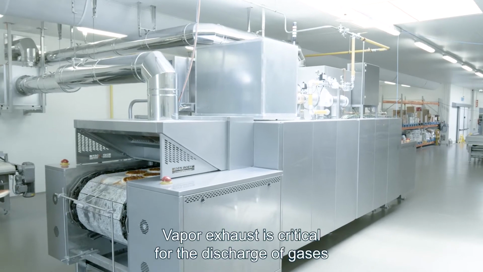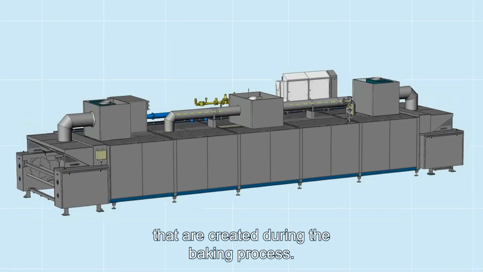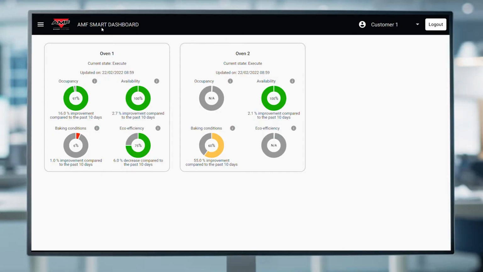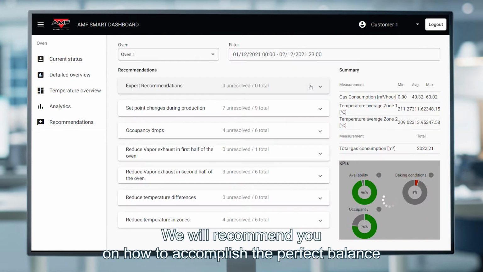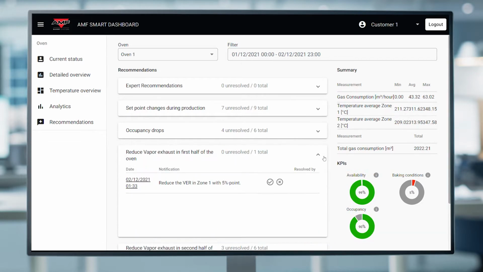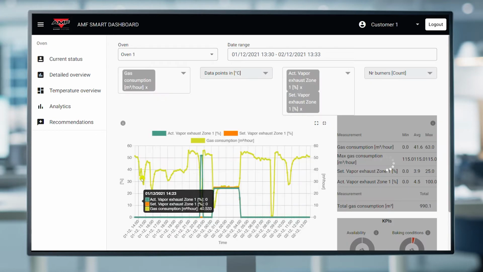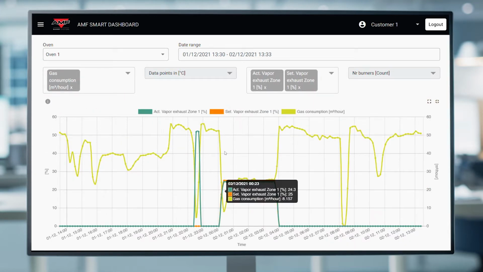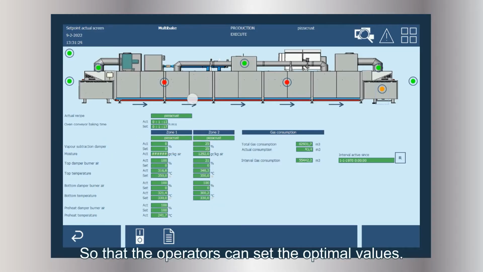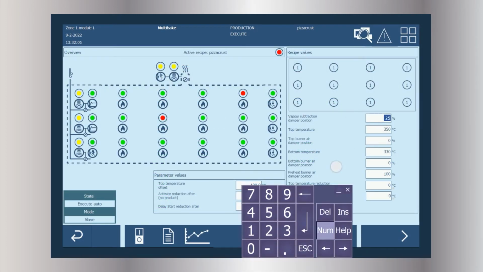Vapor exhaust is critical for the discharge of gases that are created during the baking process. However, a too high exhaust flow will lead to inefficiencies like heat loss. We will recommend how to accomplish the perfect balance between vapor exhaust and heat retainment in each zone of the oven, so that the operators can set the optimal values.